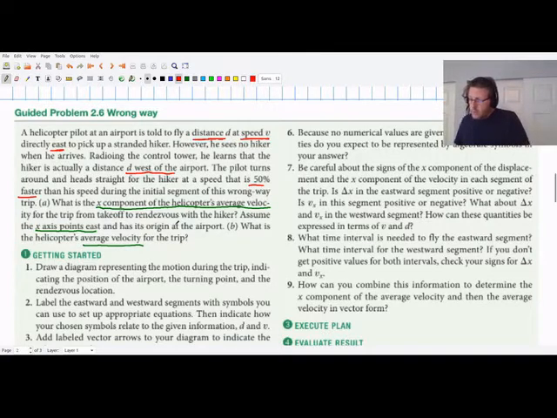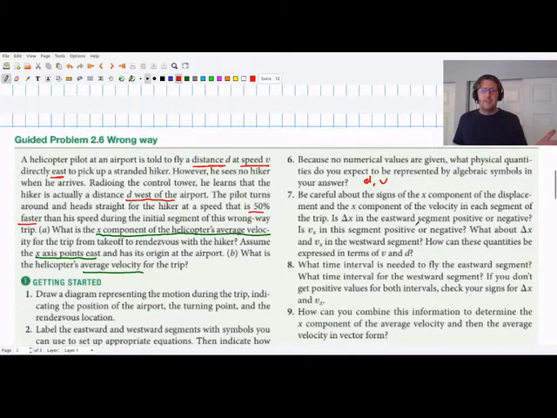All right, because no numerical values are given, what physical quantities do you expect to be represented by algebraic symbols in your answer? Okay, so I expect to see d and v show up in my answer because those are unknowns that I'm given. If they're not there, then they must not have mattered for some reason. And I really expect that the distance that you travel and the velocity that you're traveling at is going to matter for figuring out what your average velocity was.